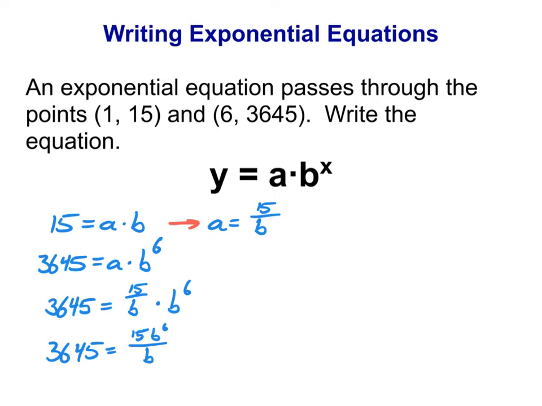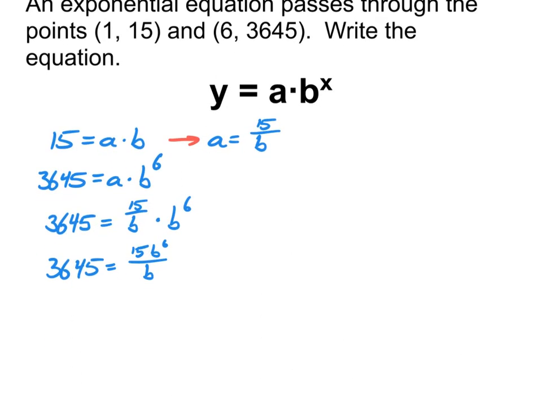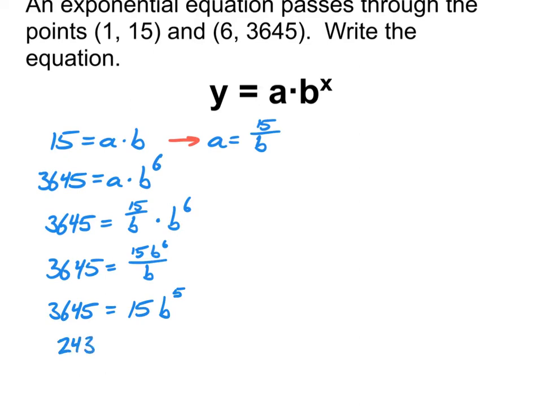And now I simplify that. So let's get a little bit more room to write here. And then that's going to become 3,645 equals 15b to the power of, remember when I divide variables, I subtract their exponents. 6 minus 1 then gives me the power of 5. All right, from here, we're going to solve for the b to the 5th. So that means divide both sides by 15. And when I do that, I end up getting 243. That is equal to b to the 5th power.